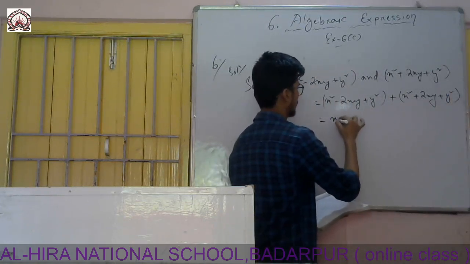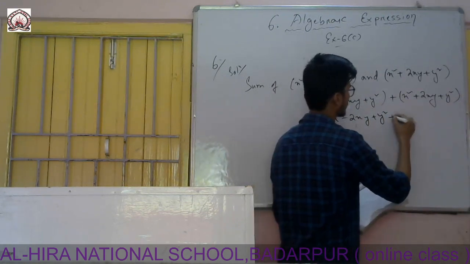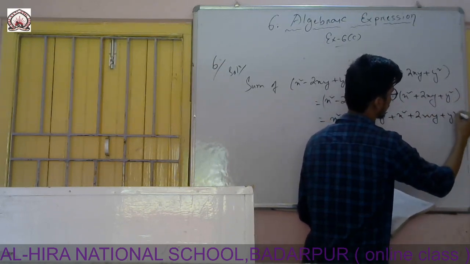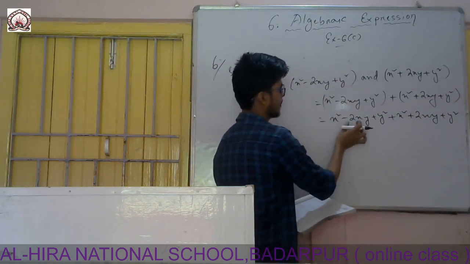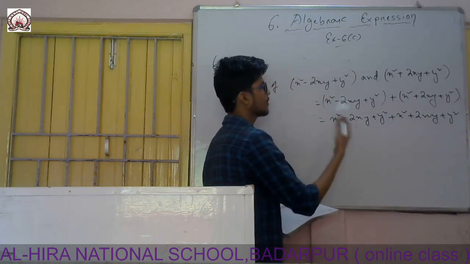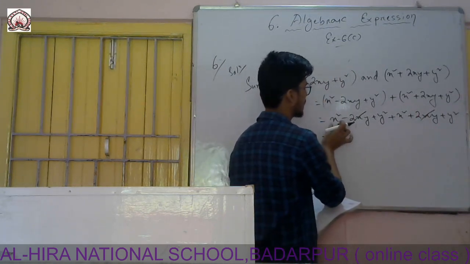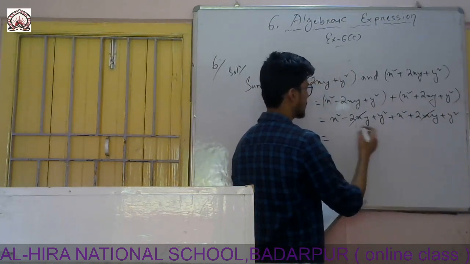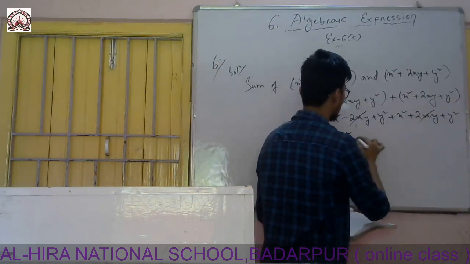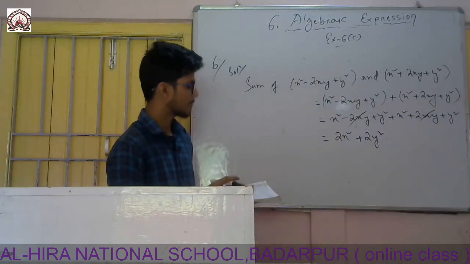So let me remove the bracket. Plus y square, since it is plus, everything will be the same. x square plus 2xy plus y square. You see here, minus 2xy plus 2xy, minus plus, it is minus. 2 minus 2 will be 0, so I can cancel it. There is one x square, there another x square. x square plus x square will be 2x square, and y square plus y square will be 2y square. So this is the sum of the first two terms.